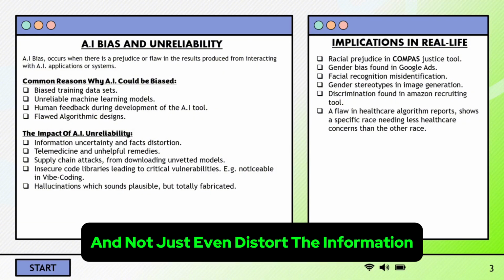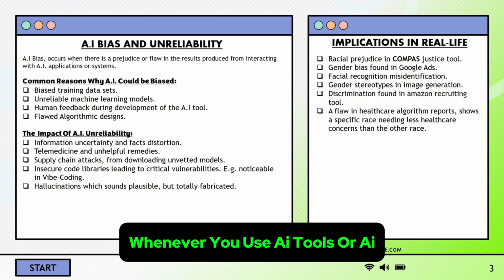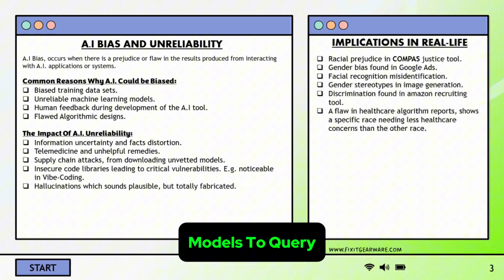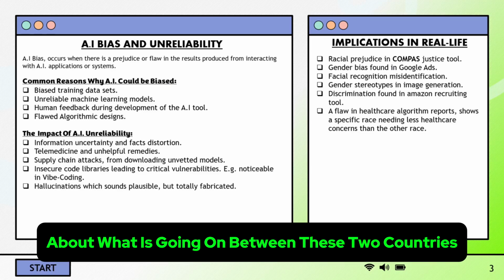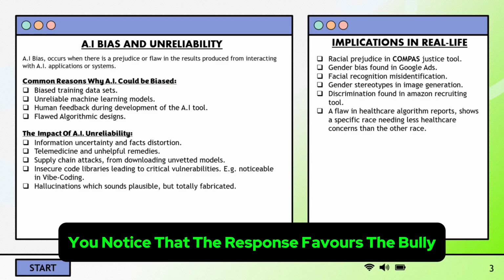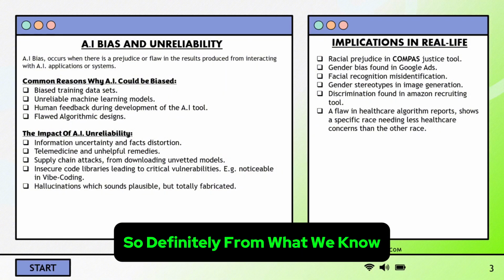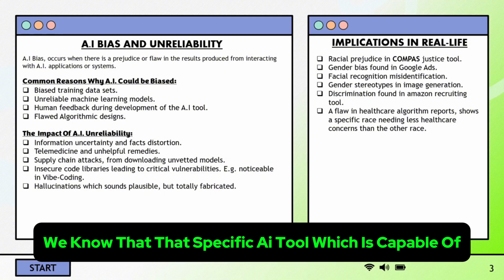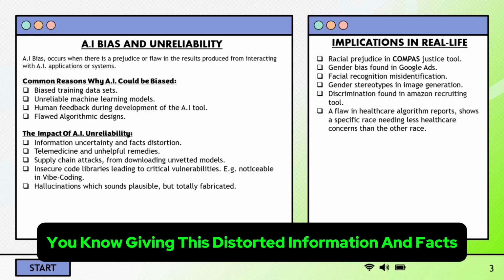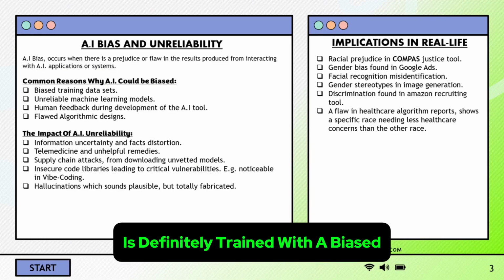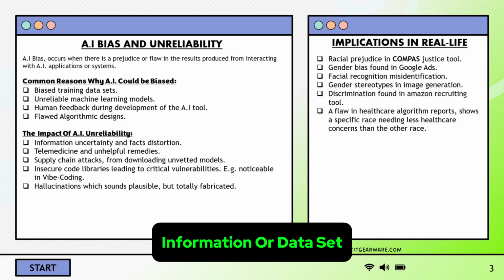And not just even distort the information. Whenever you use AI tools or AI models to query about what is going on between these two countries, you notice that the response favors the bully and not the person being bullied. So definitely from what we know, that specific AI tool, which is capable of giving this distorted information and facts, is definitely trained with biased information or data sets.